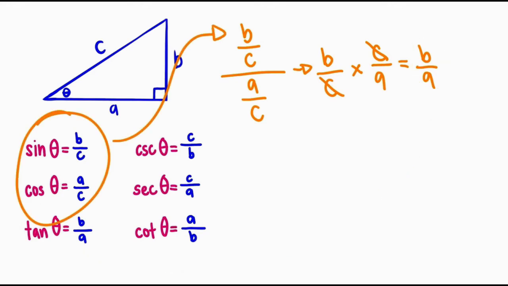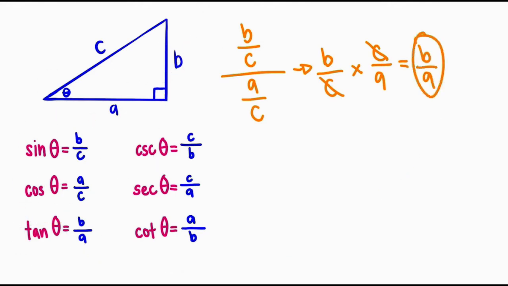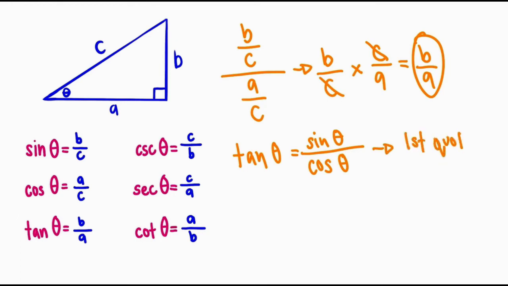Now, if you take a look at this here, b over a is actually tangent of theta. So, in short, sine of theta, which is b over c, over cosine of theta, which is a over c, is equal to tangent of theta, which is b over a. Now, this is our first quotient identity.